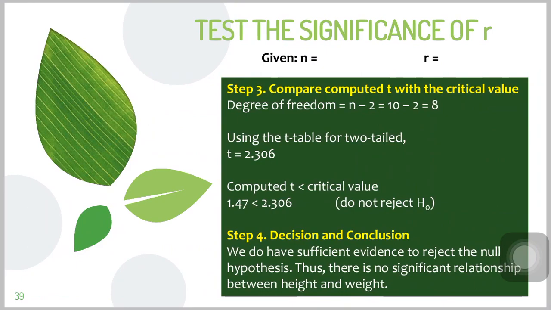Thus, we make our decision. We do not have sufficient evidence to reject the null hypothesis. So we state our null. Thus, there is no significant relationship between height and weight. Since there is no significant relationship, then we could not do regression analysis.